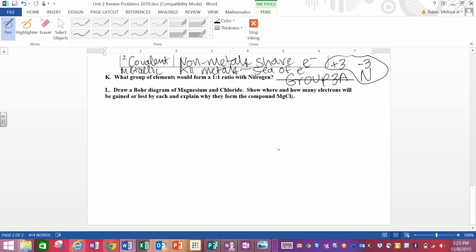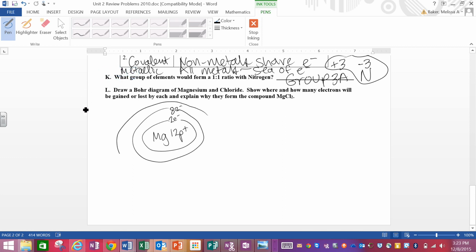Letter L, draw a Bohr diagram of magnesium and chloride. Show where and how many electrons will be gained or lost by each, and explain why it forms MgCl2. Okay? Well, magnesium's got 12 protons in its core. It's got 2 electrons, 8 electrons. In its outer shell, it's got 2 electrons.